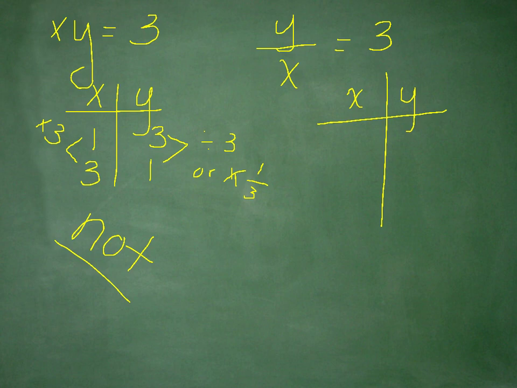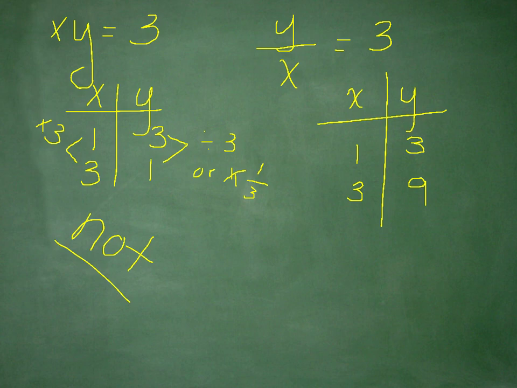Okay, again we're going to make a table. Let's let x be 1 this time. So I know something, y, divided by 1 has to equal 3. Well, I know 3 divided by 1 equals 3, so y must be 3. And now let's let x be 3. Well, if x is 3, then look at the y value. So y divided by 3 has to equal 3. Well, 9 divided by 3 is 3.